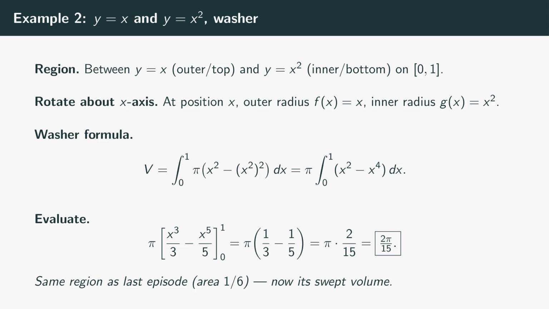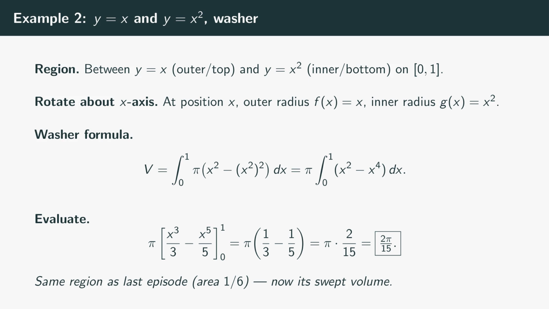Worked example 2, the washer method. We'll take the same region from last episode, the region between the line y equals x and the parabola y equals x squared on the interval from 0 to 1. Last time we computed its area as 1/6. This time, we spin it around the x-axis and ask for the volume of the resulting solid. The picture, the line is on top, the parabola is on bottom. Spinning, the line sweeps the outer surface, a cone actually, and the parabola sweeps the inner surface, a paraboloid. The solid between them is a cone with a paraboloid bored out of it.